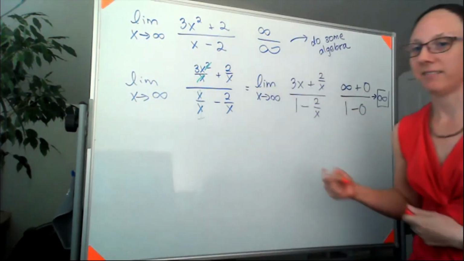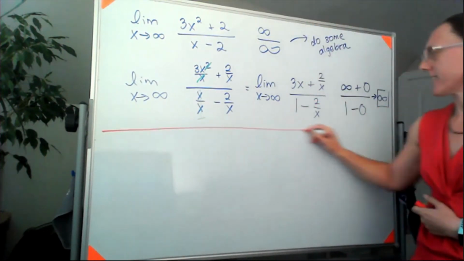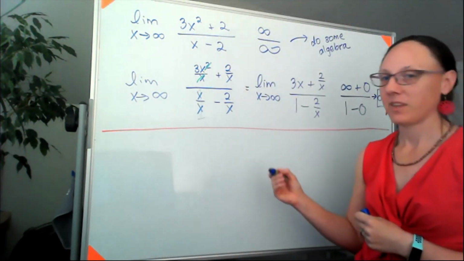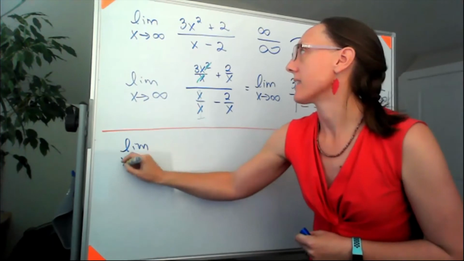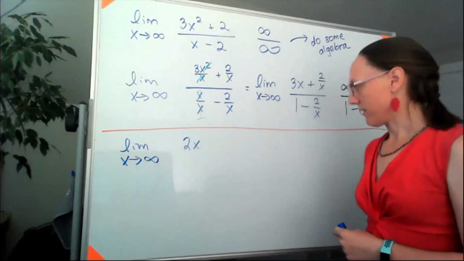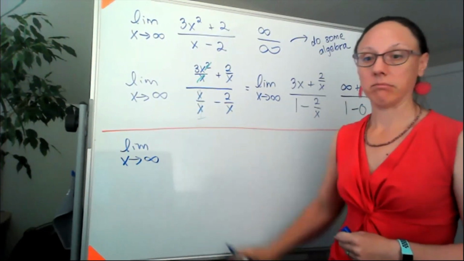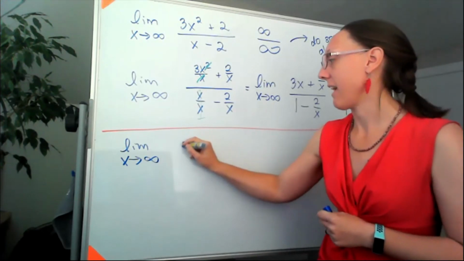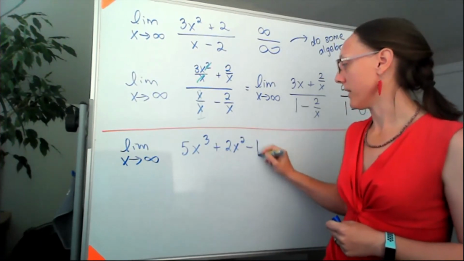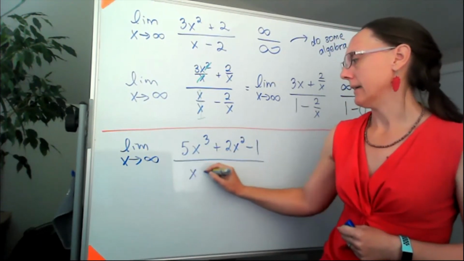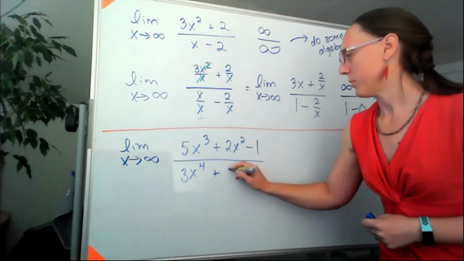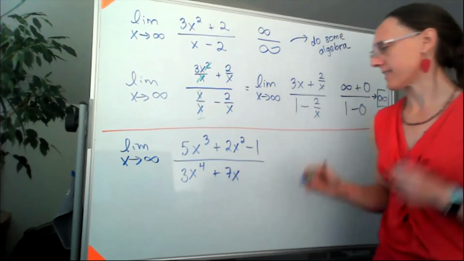I was pausing for a second, not seeing a ton of questions, so I'm going to keep rolling. Let's say that I've got the limit as x approaches infinity of, oh, I was writing the same problem again. Let's say I've got 5x cubed plus 2x squared minus 1 all over 3x to the 4th plus 7x. Sure, why not?